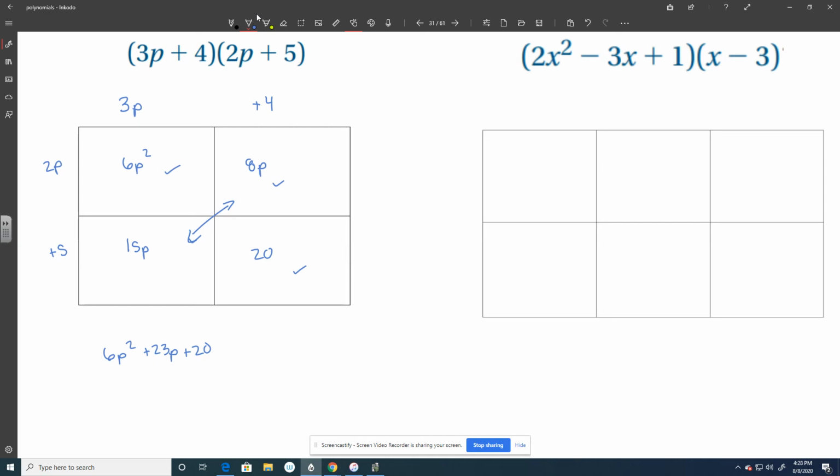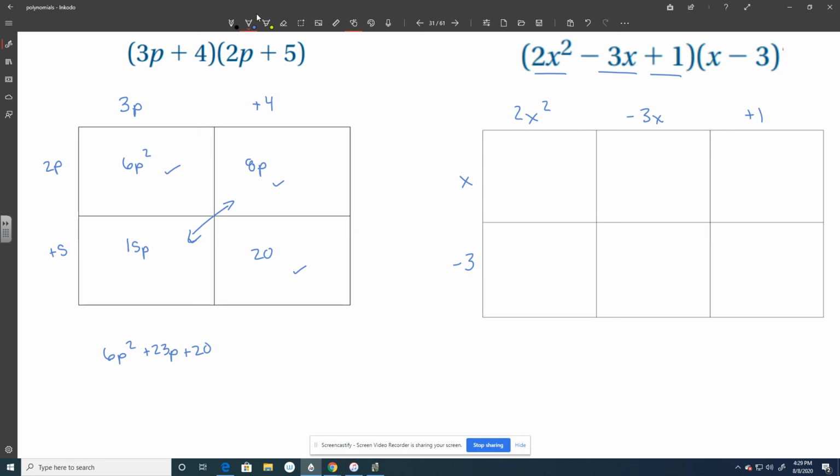What if it's not a binomial and a binomial? What if this one has 1, 2, 3 terms in it? FOIL doesn't work. You can't do first, outside, inside, last. It only works if it's 2 times 2. So in this case, I can do the table. 2x squared minus 3x plus 1 across the top, and then x minus 3 down the side.